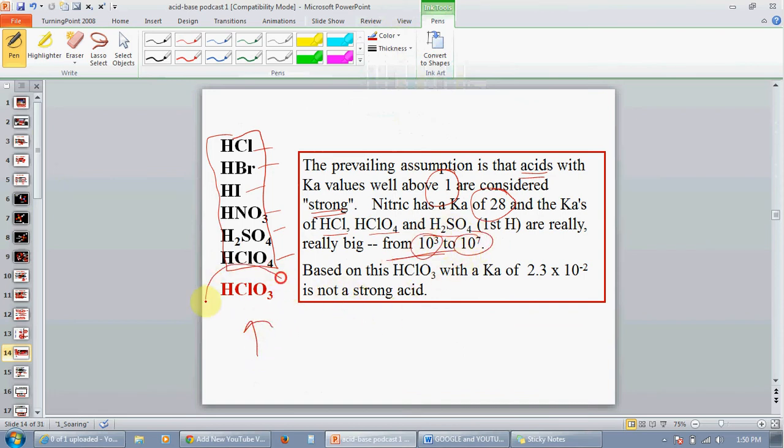Some books will list HClO3 as a strong acid, but with a Ka of 10 to the -2, it is absolutely not considered a strong acid, even though some books will give that, and some of the problems we'll look at will indicate that it is, but it is not. HClO4 is, and when we look at structures of acids, we'll go more into why it is not able to remove those hydrogens from the oxygens.